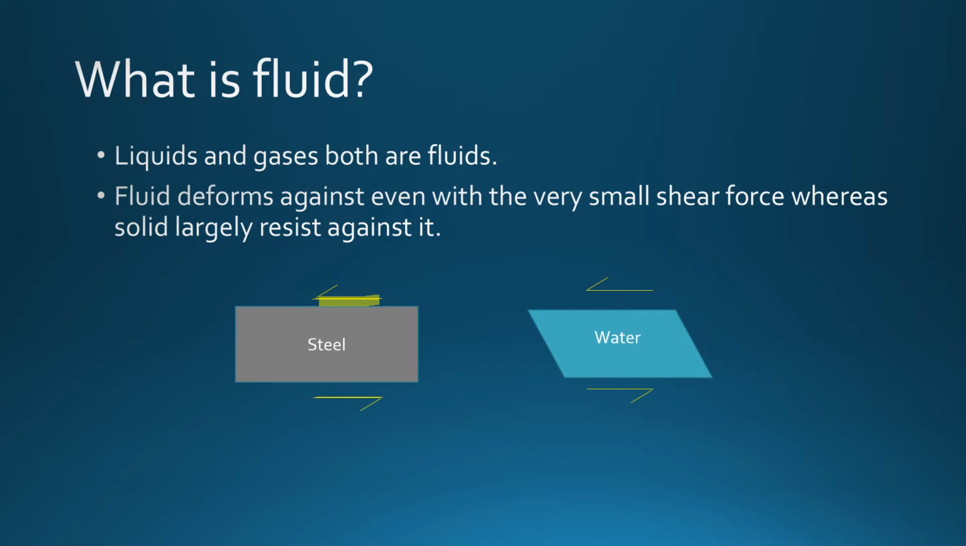Whereas water or any other liquids cannot resist the shear force. So even with a very small amount of shear force, they deform. And that's the main difference between solids and fluids. And that's the reason the fluids would not be able to take any shear force, and that's why there will be no shear force on the fluid bodies.